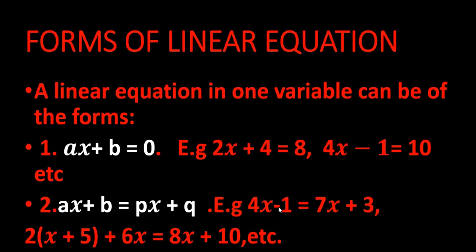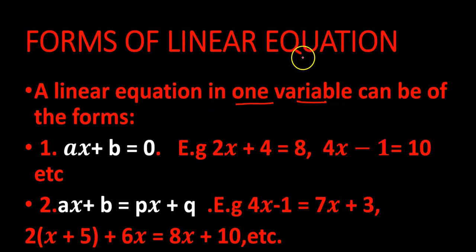So we're looking at forms of linear equation. A linear equation in one variable can be of the forms. The first one is ax plus b equals 0. Number two is ax plus b equals px plus q. And now I have different things I have to break down here.